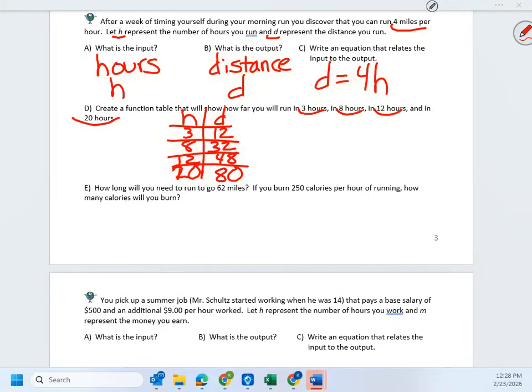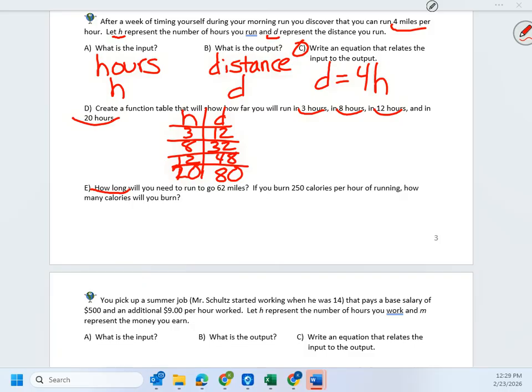Now, we have to put that information to use, and we have to use our brain a little bit more. We have to see what the question is asking us. How long will you need to run to go 62 miles? And then we have a second question. If you burn 250 calories per hour of running, how many calories are you burning if you run 62 miles? How do you think I'm gonna set this up? I'm gonna use the same rule, but this time I know I'm going 62 miles. I want to find out how long.